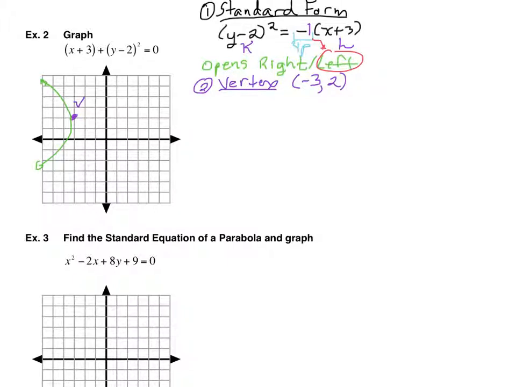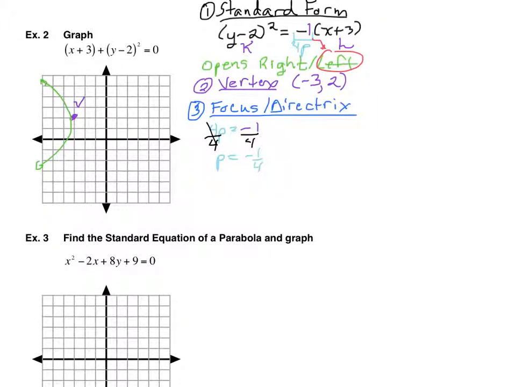What's next? After my vertex, what do I need to know? Focus and your directrix. So step 3 is your focus and your directrix. What do I need to find the focus and the directrix? 4p. So above, again, what does 4p equal? It equals the -1. So this time when I solve for p, I'm going to go ahead and divide both sides by 4. And my p is equal to -1/4.